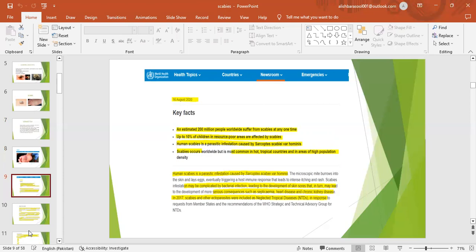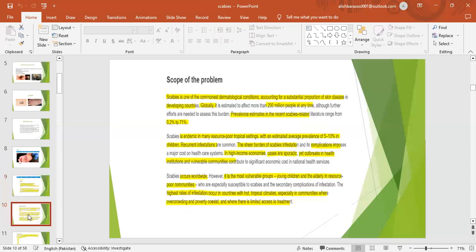In 2017, scabies and other ectoparasites were included as neglected tropical diseases in response to a request from member states and recommendations of the WHO Strategic and Technical Advisory Group for neglected tropical diseases.